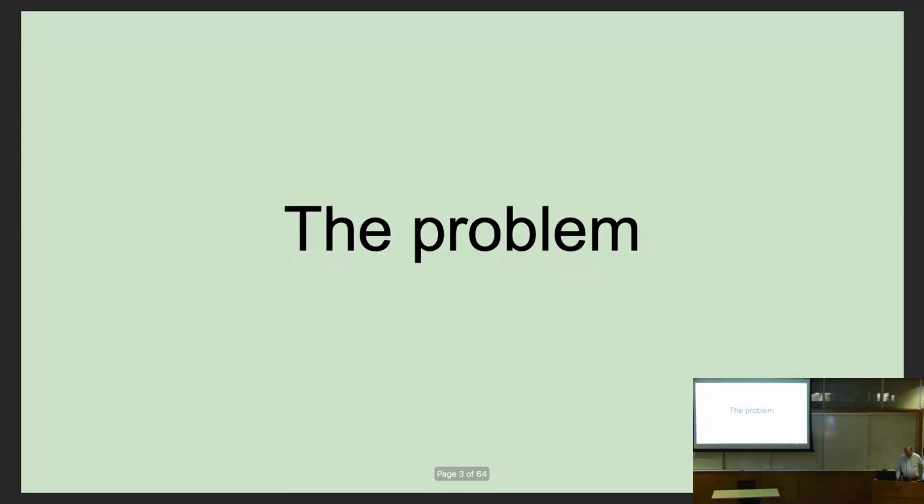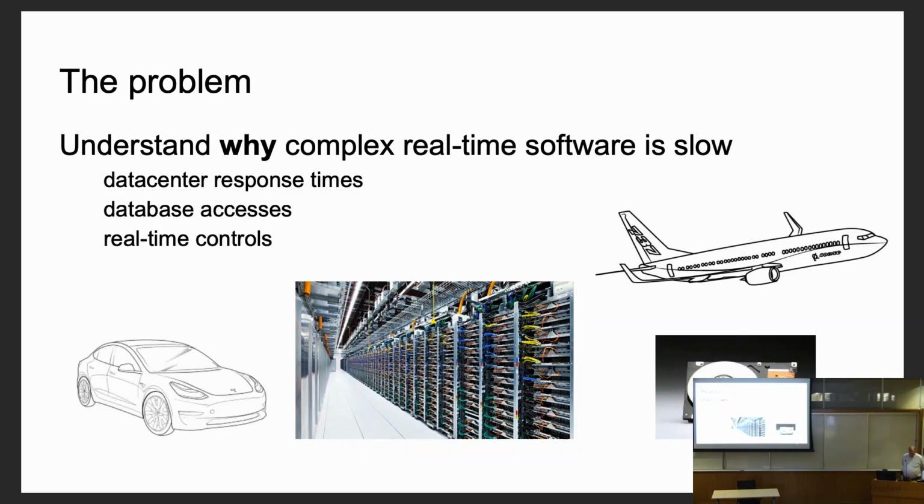So this is the problem. I want to understand why in complex real-time software, this is user-facing data center software, real-time controls for airplanes and cars, those sorts of things, why it's sometimes slow, sometimes not slow?